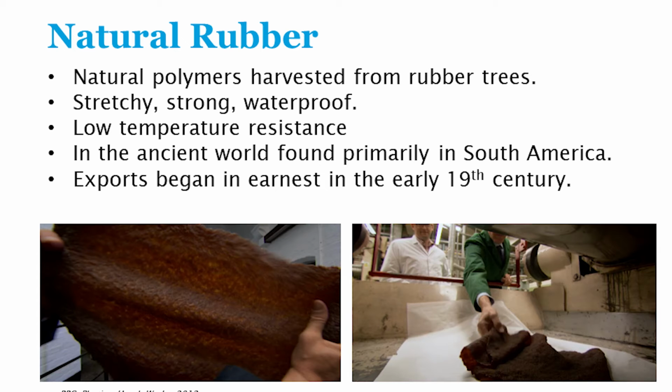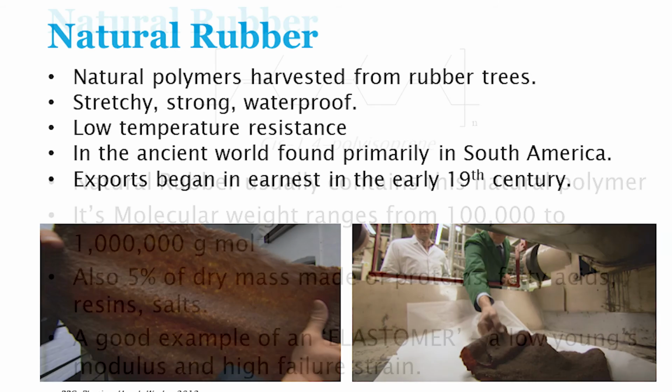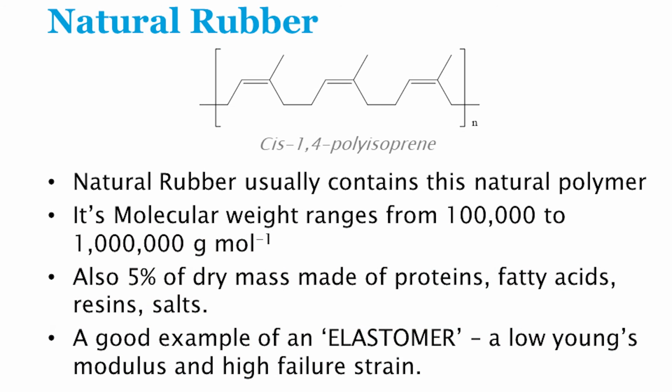Natural rubber itself, the structure of natural rubber, it's a polymer. It's cis-1,4-polyisoprene, and it usually contains about 5% of other additives. We call them plasticizers or surfactants. These are proteins, fatty acids, salts, other things that interrupt this repeated structure. But typically you've got a very, very large molecular weight polymer from 100,000 to 1,000,000 grams per mole. That's very large, lots of repeat units.